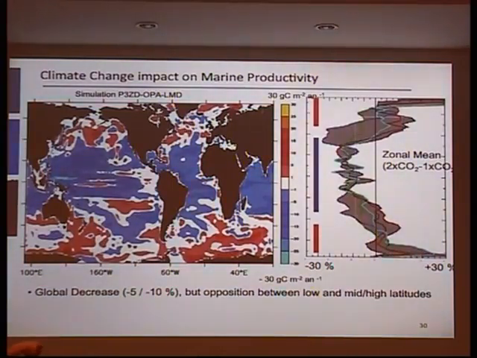So the changes in export production from 2 times CO2 minus 1 times CO2, 5 different models here, plus 30% and minus 20%. So significant and big changes in NPP in response to climate change.